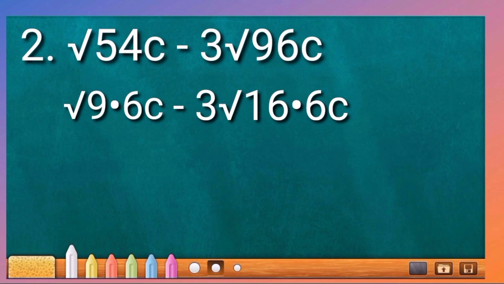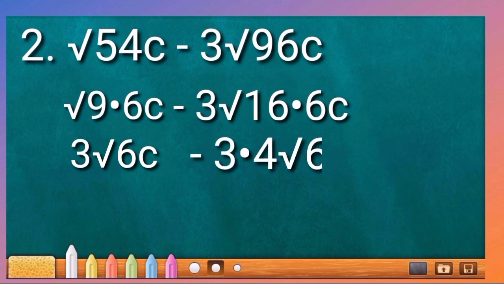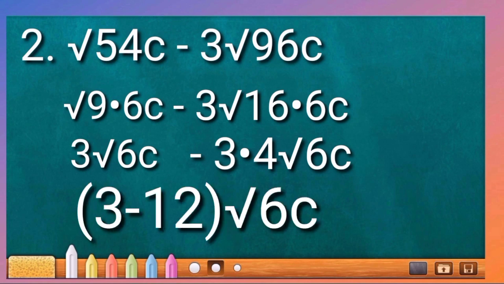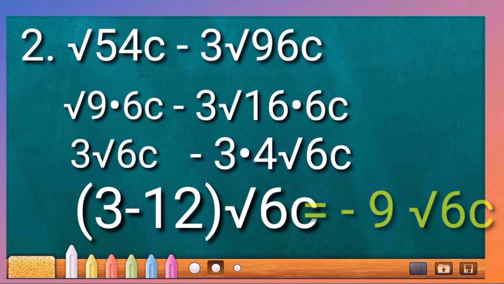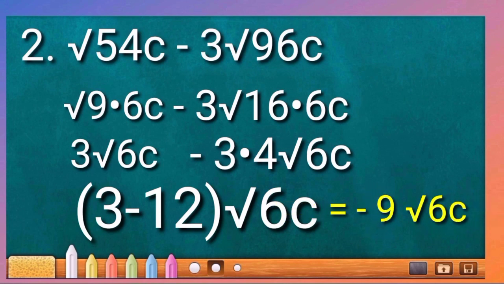Then, square root of 9 is equal to 3 square root of 6c. And then, 3 times 4 square root of 6c. And then, 3 minus 3 times 4 is 12. So, 3 minus 12 is negative 9. And then, copy the radicand, square root of 6c.